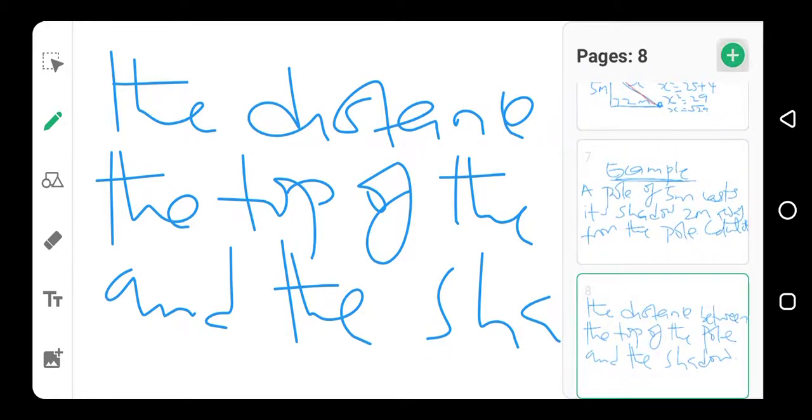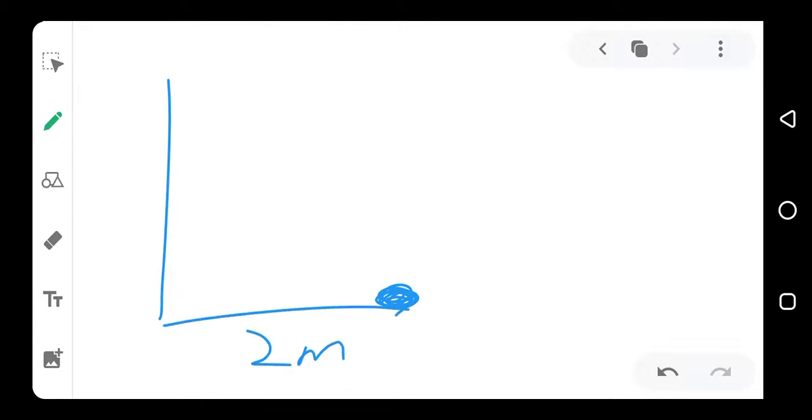Now look at how we are going to solve this. This is a pole. Now the shadow of the pole, someone sees it here, and this place is 2 meters away from the pole. Now we know that the pole itself is 5 meters, the height of the pole. Now they are asking us to find the distance between the shadow and the top of the pole. So that is this line. We complete it.